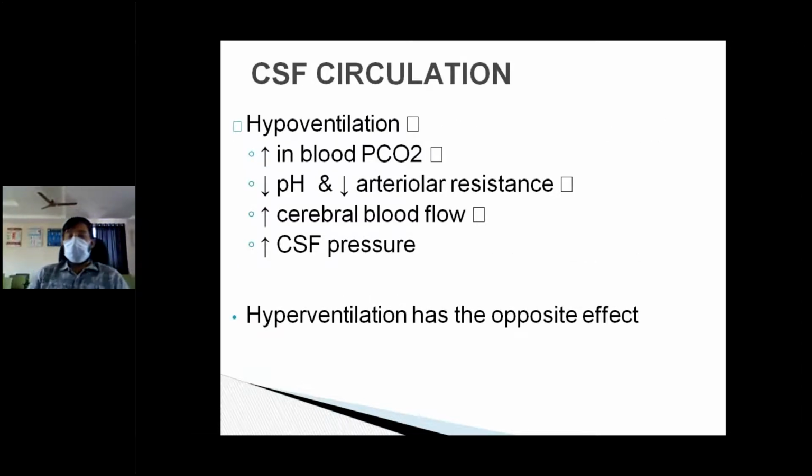So what affects the circulation of the CSF? Hypoventilation, that is an increase in blood PCO2 and decreased body pH, and decreased arterial resistance, along with increased cerebral blood flow and increased CSF pressure, affect CSF circulation. Hyperventilation has the opposite effect on CSF circulation.